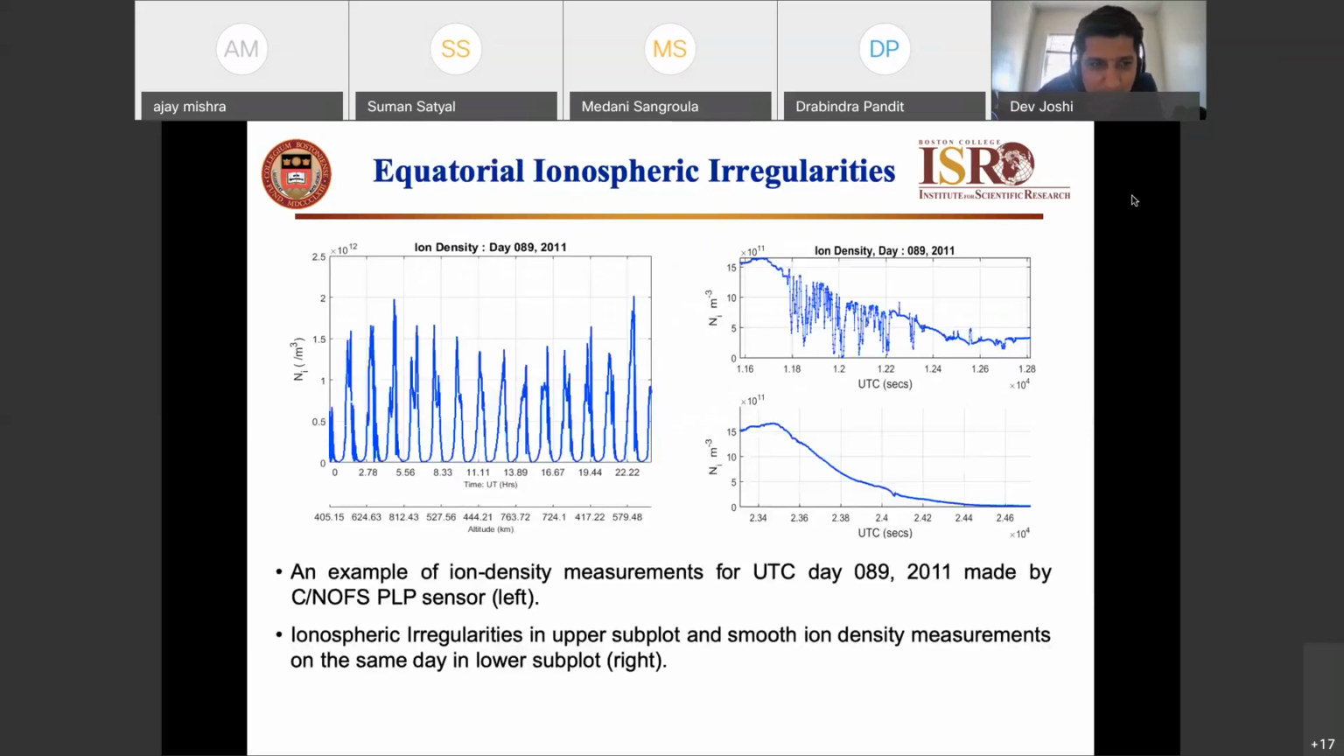Let's take a look at the data itself. On the left, I'm showing a day of observations made by planar Langmuir probe sensors on board the CNOFS satellite. On the right, I show two instances of zoomed-in portions of this data. In the upper subplot, we see the density is rapidly varying. In the lower subplot, we see the ion density is not rapidly varying. It is in fact smoothly changing. So we are interested in the instances of the upper subplot, which we are calling equatorial ionospheric irregularities. These are important because they impact radio waves traversing through these regions.